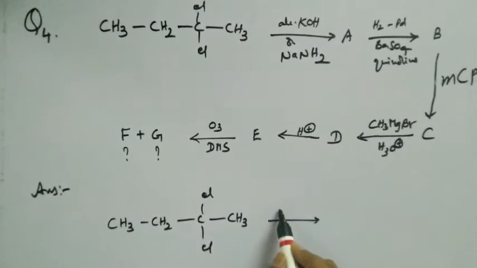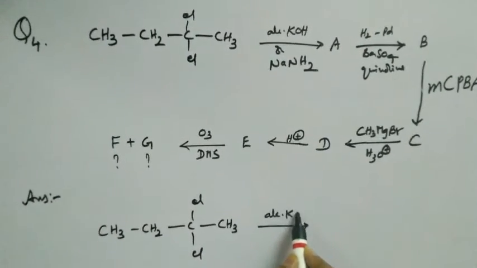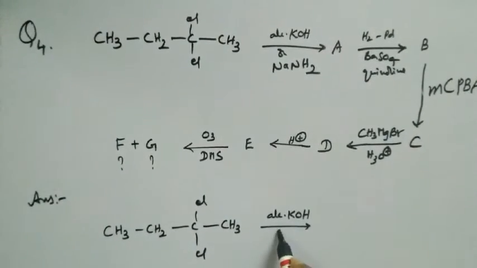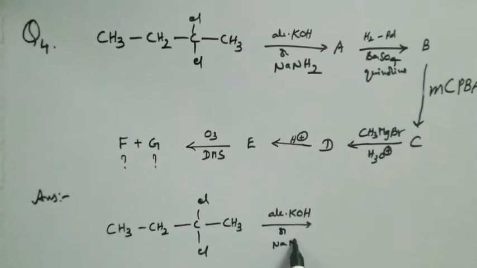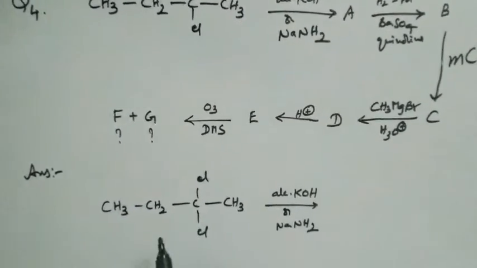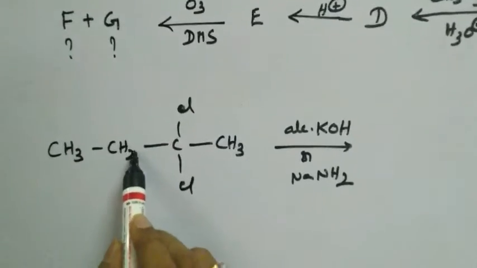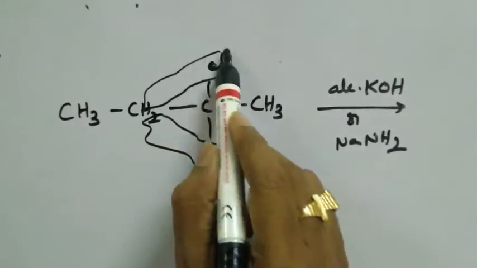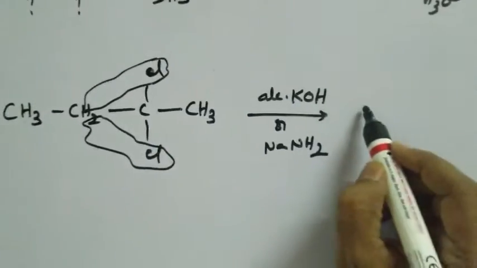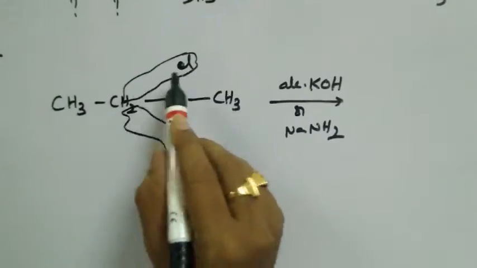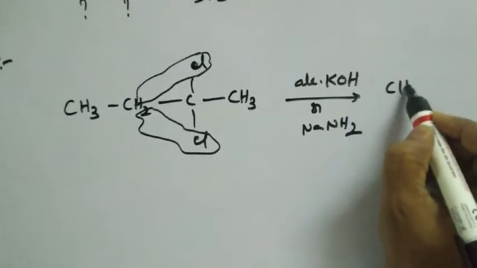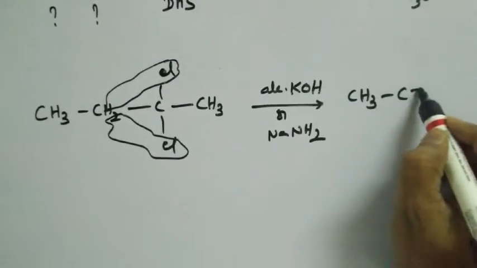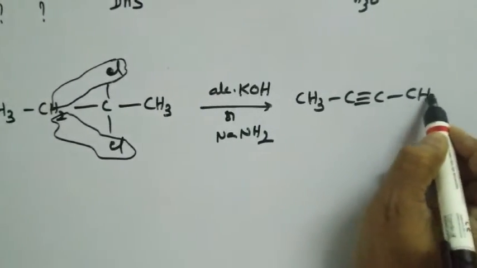So this is treated with a dehydrohalogenating agent, alcoholic KOH or sodamide. Both of them are very good dehydrohalogenating agents, and we know pretty well that poor becomes poorer, namely the Saytzeff rule will be followed. As a result, we are going to get the formation of 2-butyne. So HCl will be removed like this. As a result, we are going to get 2-butyne, CH3, C, triple bond C, CH3.